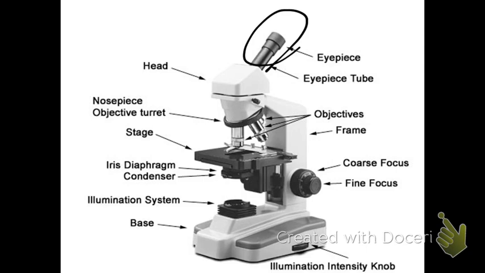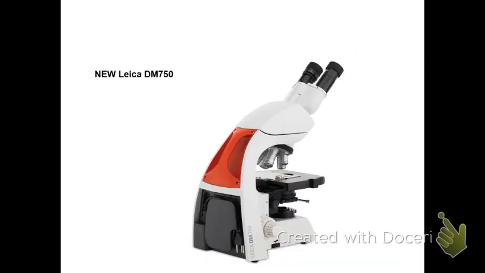The microscope that we have at MCC looks more like this model, or is this model, and on Blackboard, under Lab 1, you're going to find an exercise that you can pull up to label the parts of the microscope, and you'll find that there's a key associated with that handout.